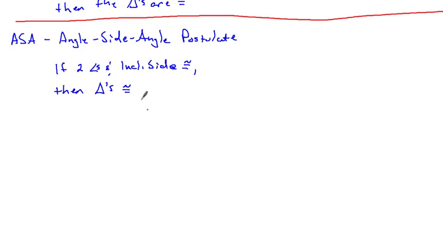Notice how I'm getting shorter and shorter with my writing. Right? We're trying to say the same stuff, but with less words. My goal is not for you to write an essay every time we take notes. It's for you to understand your notes when you look back at them. So if you can understand if two angles and included side are congruent, then the triangles are congruent, there's no reason to write all those words. It's not an English class.